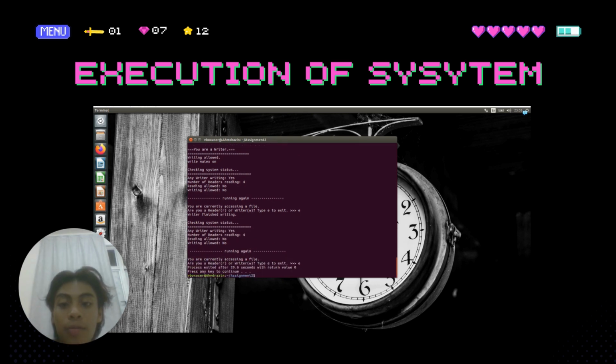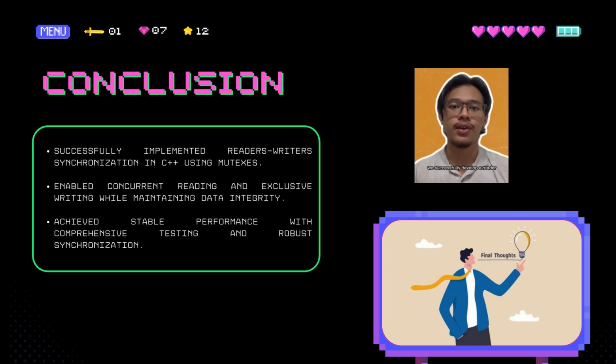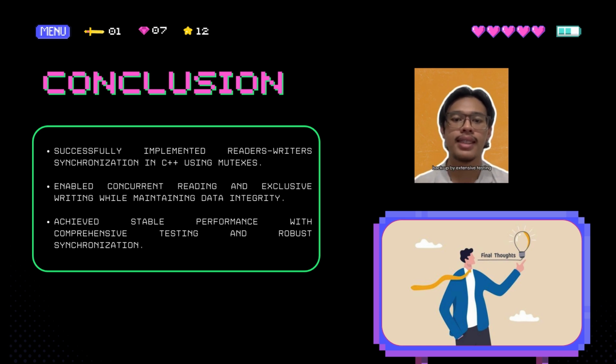Okay, so in conclusion, we successfully developed a reader-writer synchronization in C++ using mutexes, allowing for concurrent reading and exclusive writing while retaining data integrity. We use mutex locks and semaphores to ensure that numerous readers could access the file without interfering, while writer had exclusive access when necessary. Our method resulted in reliable performance, backed up by extensive testing and solid synchronization logic, ensuring the program dependability and efficiency.